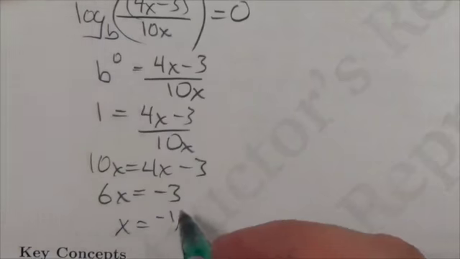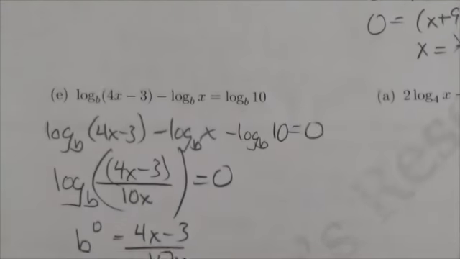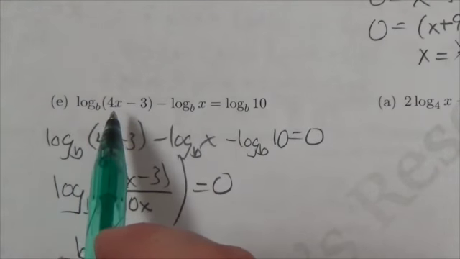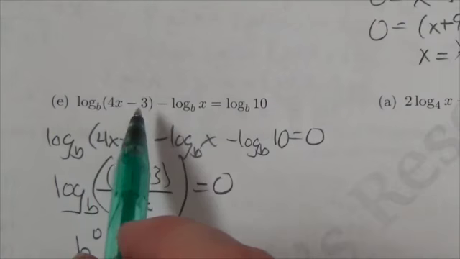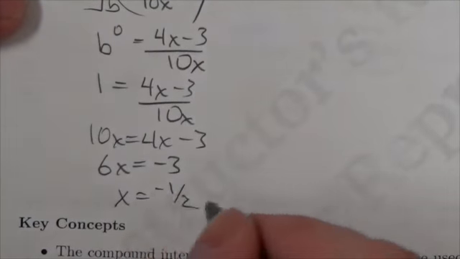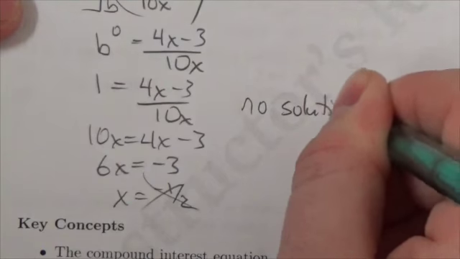That's an interesting solution. It's negative, but we've seen examples before where negative roots worked out okay. But we go up to the original expression, and 4 times negative 1/2 is negative 2. Minus 3 is negative 5. Well, I'm not allowed to take the log of a negative, so that means that's incorrect, which means that there is no solution to this equation.